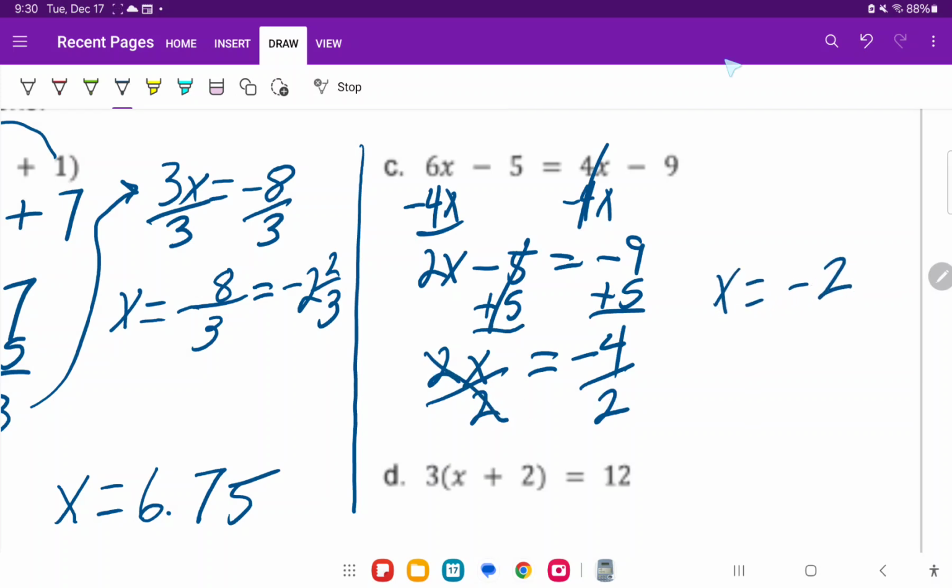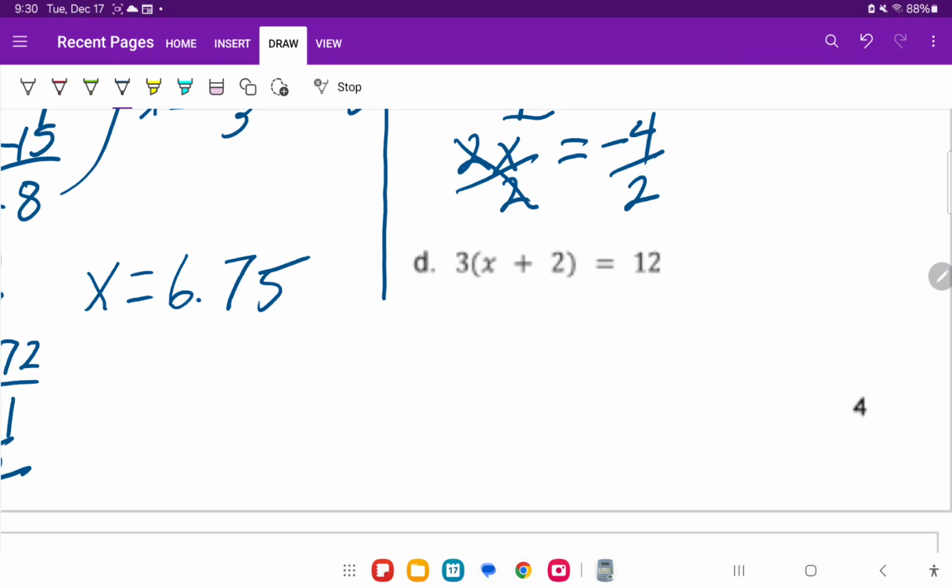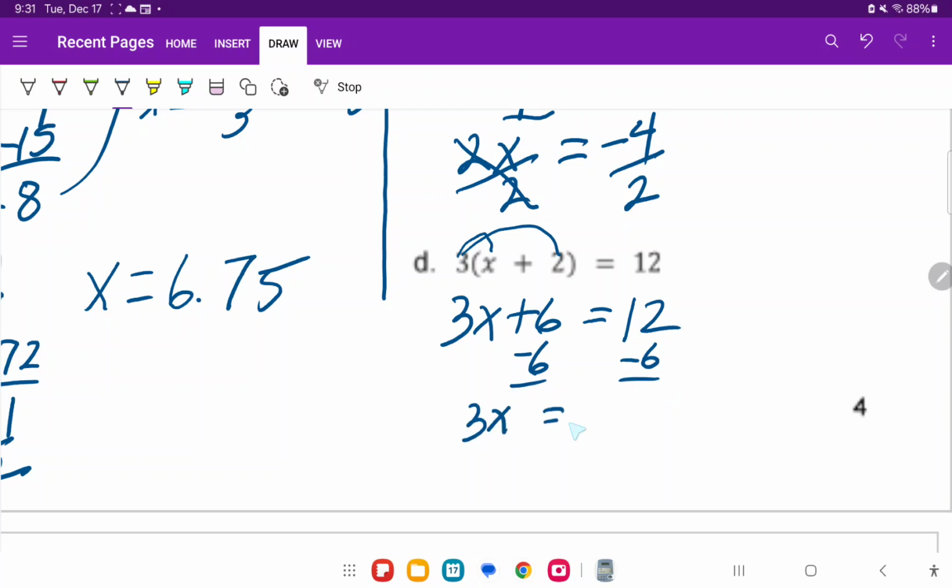All right, so then on letter D, 3 times x is 3x, and 3 times 2 is 6. Bring down your equal, bring down your 12. So then we'll subtract the 6. So 3x equals 6. Divide by 3. So x will equal 2.